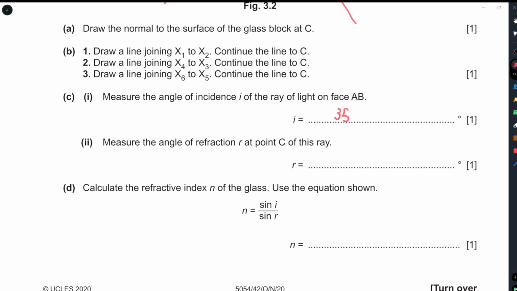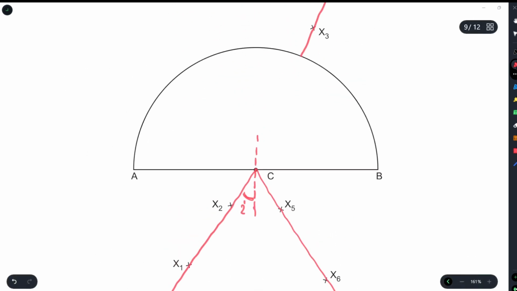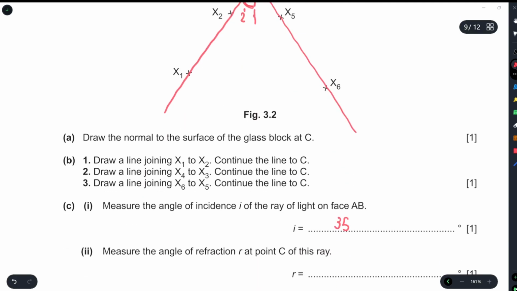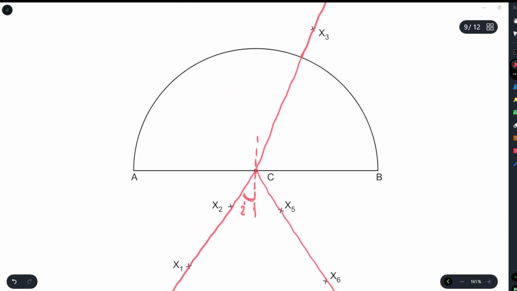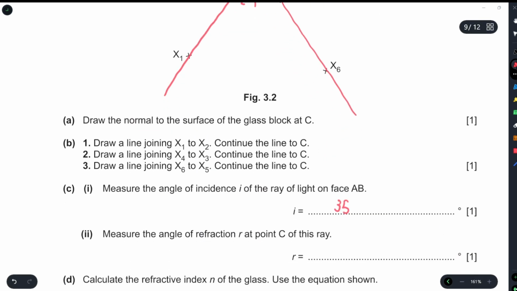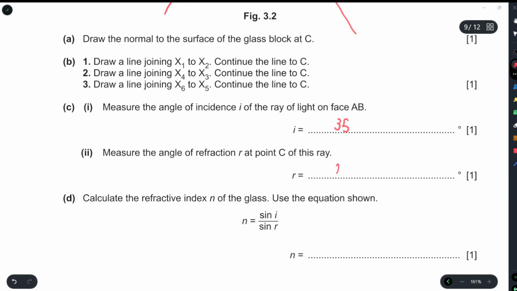Measure the angle of refraction at point C. अब जाहिर सी बात है, you are going to continue this line all the way to point C. Continue the line to C. So मैं पहले ही भूल गया था इसको. So good that I completed it. So this looks like what? ये 35 है, तो this looks like maybe a 22 or a 23. I'm not exactly sure again. ठीक है, so maybe हम 22 ले लेते हैं.